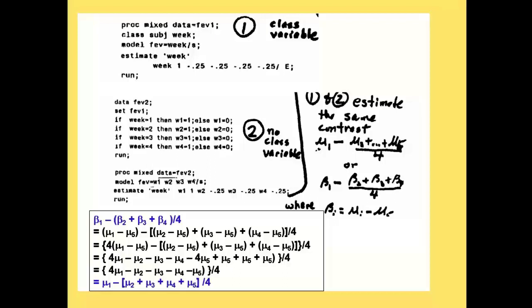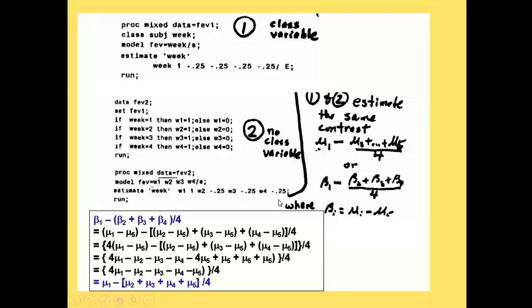Now, I did it the second way. Look at the estimate statement here. It said estimate week, with week 1 minus 0.25 minus, and so on. What's written here? W1 is 1, W2 minus 0.25, W3 minus 0.25, and W4 minus 0.25.